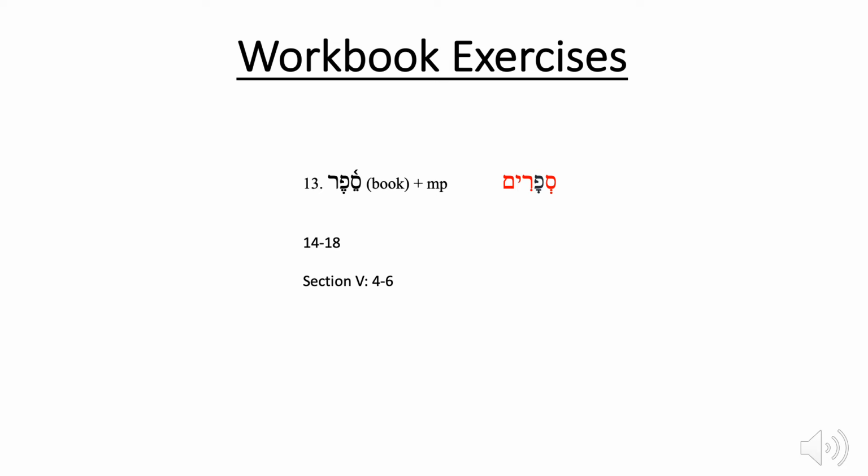This is somewhat irregular, but you will notice that it is the same vowel pattern that takes place in number 13 through number 18, where regardless of what the vowel is in that second syllable, the syllable vowel lengthens to a kamets. We have a similar pattern that takes place in section 5. These words are quite irregular, but you are still asked to conjugate the given noun.